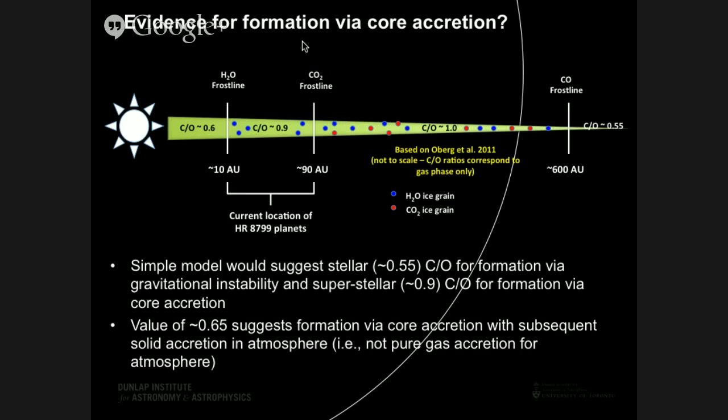So we have neither of these. We don't have 0.9 and we don't have 0.55. So what does this mean? Well, to get anything superstellar, it still suggests formation via core accretion, but you might have to have a little bit of subsequent solid accretion in the atmosphere, so planetesimals bombarding the atmosphere.